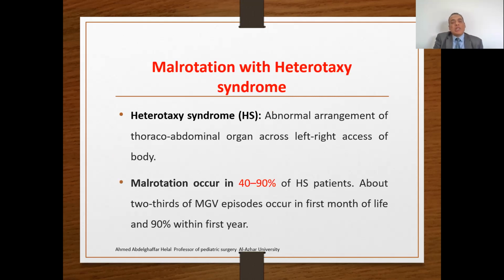The last special consideration is malrotation with heterotaxy syndrome. What is heterotaxy syndrome? It is an abnormal arrangement of the thoracoabdominal organs across the left-right axis of the body, which means that the right side structures will be mirror imaged on the left, or the left side structures will be mirror imaged on the right side. It forms a special problem regarding the heart, the cardiac anomalies. Malrotation is associated with heterotaxy syndrome in about 40 to 90% of these patients. About two-thirds of the midgut volvulus episodes occur in these children in the first months of life, and 90% may present in the first year.